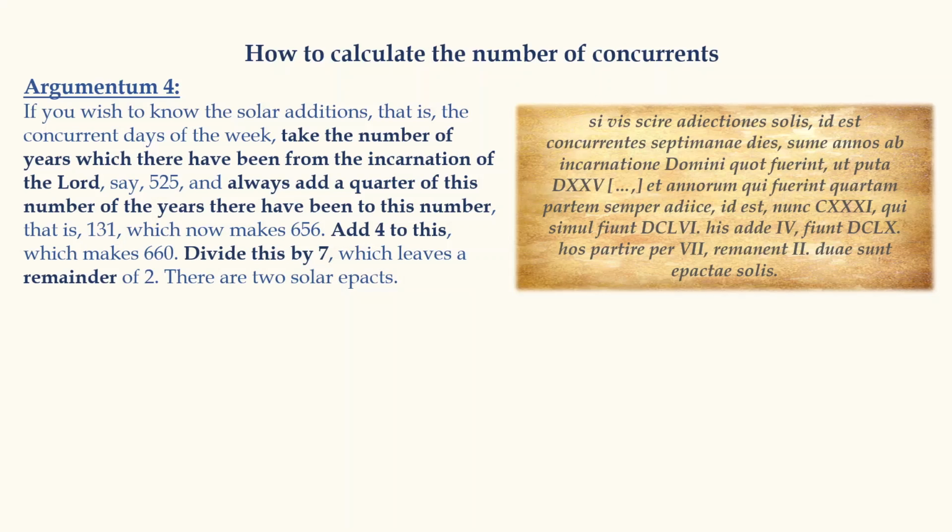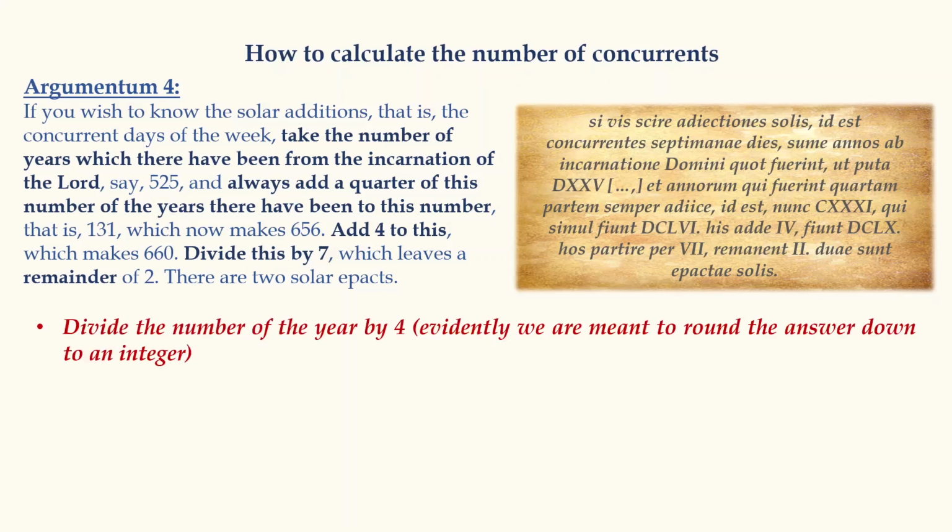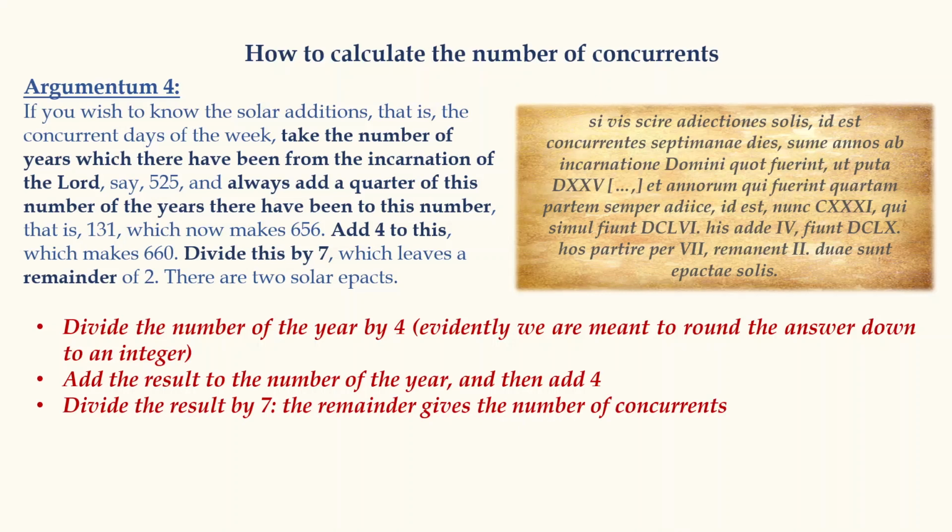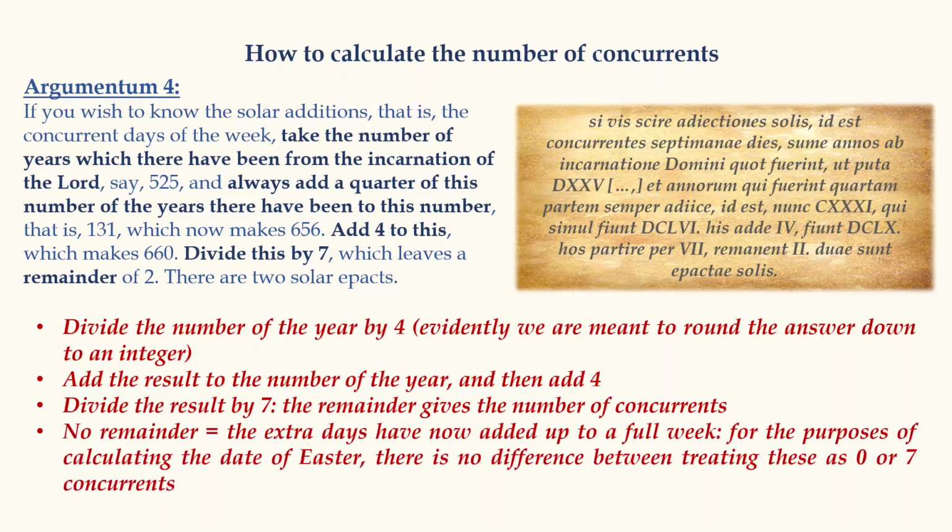Okay, let's boil it down to the essentials. First, divide the number of the year by 4, and although he doesn't say this explicitly, we're evidently meant to round down to an integer. If the answer is an integer already, it's because the year is a leap year. Next, we add this number to the number of the year and add a number 4. Then, we divide the result of this addition by 7, and the remainder is the number of concurrents. If there isn't a remainder, the extra days have now added up to a full week. It actually doesn't matter whether we give the value 0 or 7 in this case.